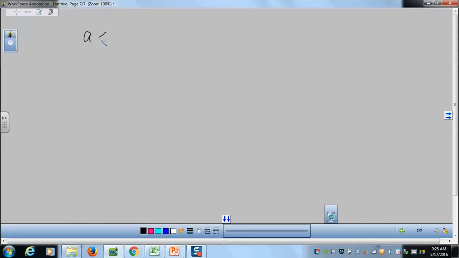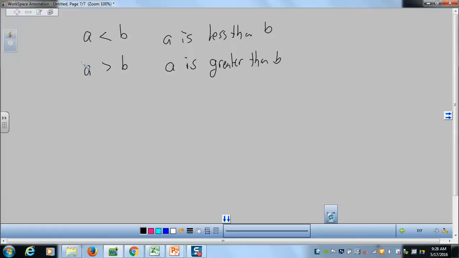So this is, all right, A is less than B. So what this is telling us is that A is the smaller number, B is the larger number. And then we could have it this way. This is A is greater than B. So this is telling us that A is the bigger number, B is the smaller number.